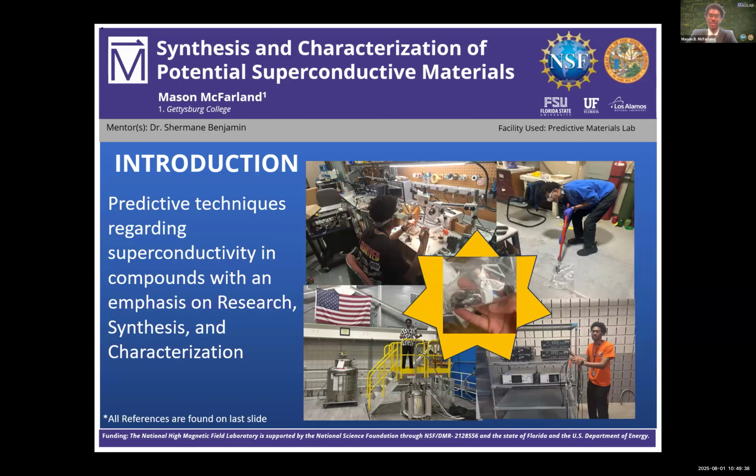I'm currently a rising junior at Gettysburg College, and today I'll be talking about synthesis and characterization of potential superconductive materials. This summer, I had a chance to work in the predictive materials lab alongside Dr. Benjamin, and there I learned predictive techniques regarding superconductivity in compounds with the emphasis on research, synthesis, and characterization.